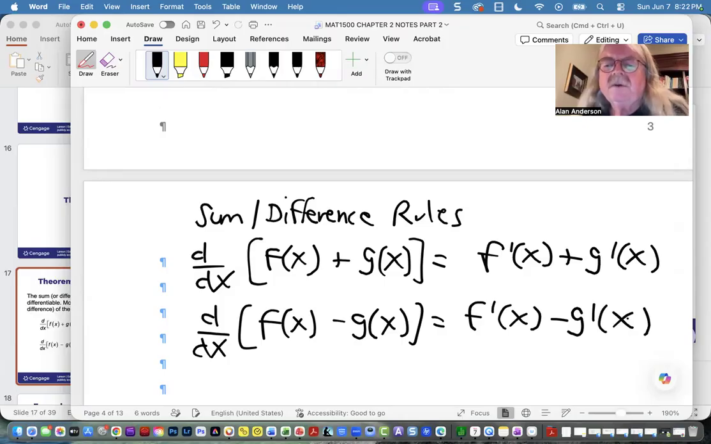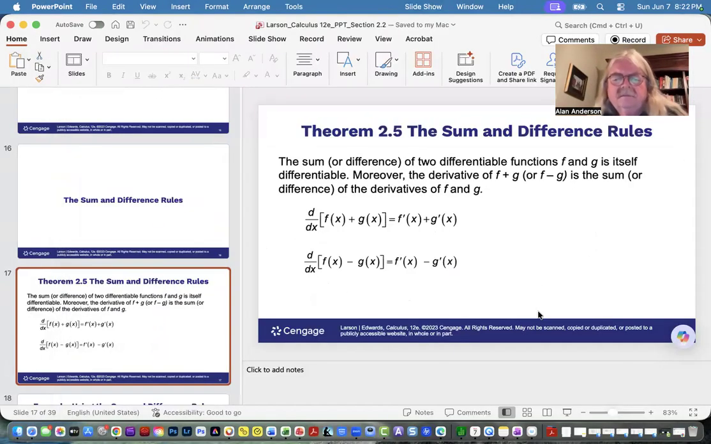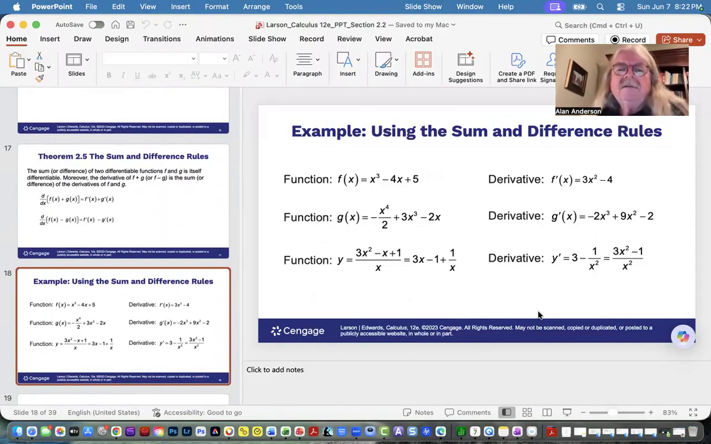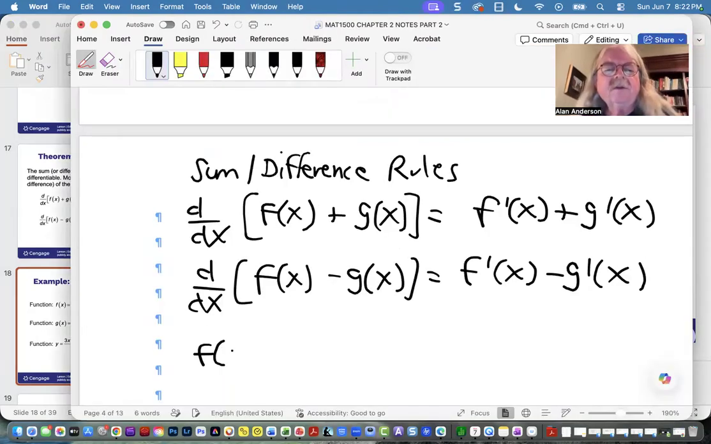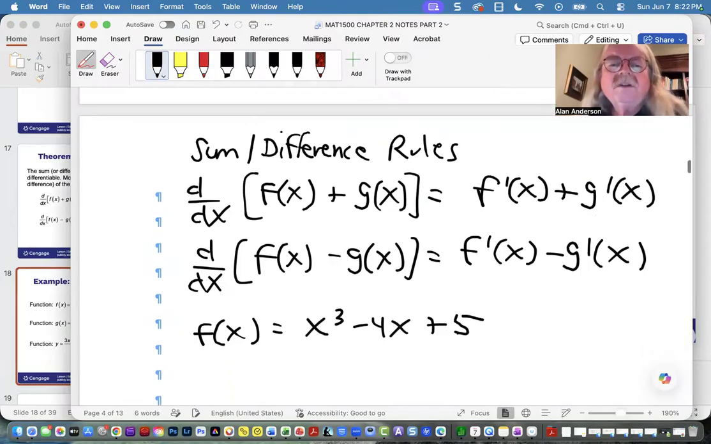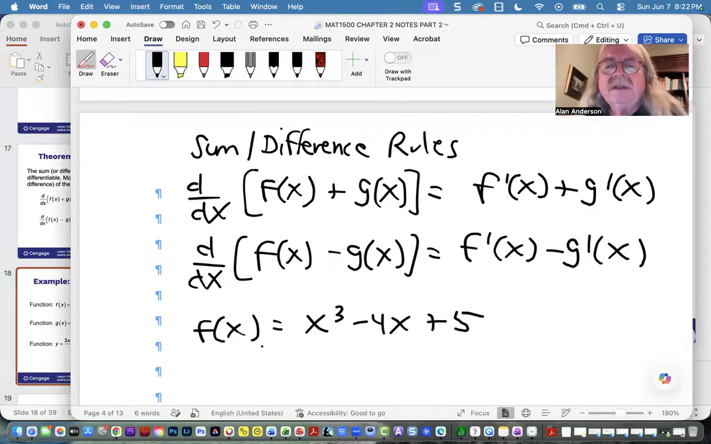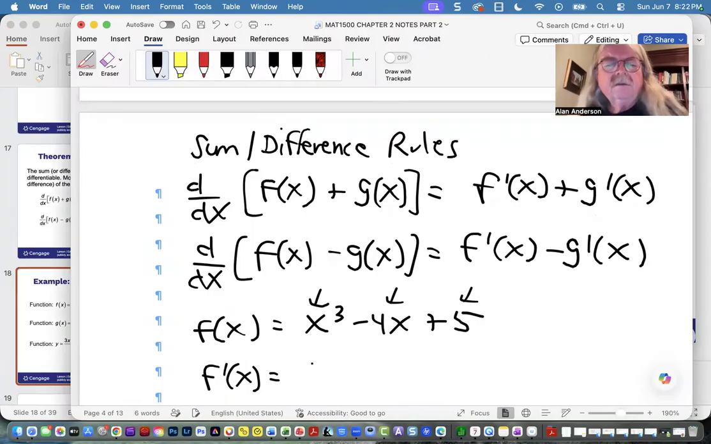So this is very straightforward. That's nice. Now, the reason why this is so important is because if you're trying to take the derivative of a polynomial, let's say, x cubed minus 4x plus 5, what you're effectively doing is applying the sum and the difference rules, because you're going to take the derivative of this term, subtract the derivative here, and add this one. So here, this one will be 3x squared from the power rule.